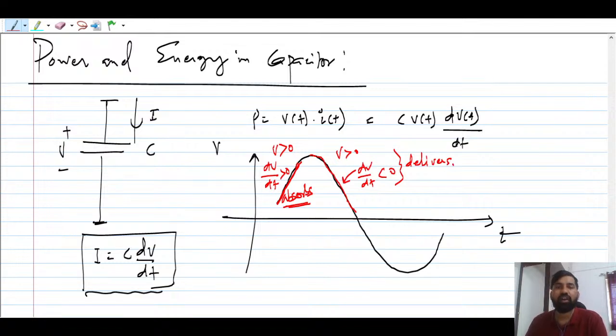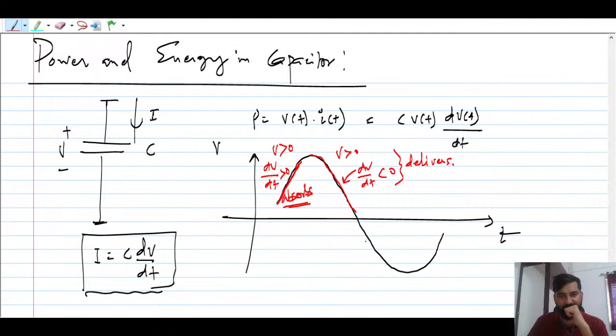Remember, the power is the product of current and voltage, like C times v(t) times dV by dt. In the case of a capacitor, we need to compute dV by dt also. Suppose you have got the voltage across the capacitor, then you have to differentiate that. You have to know the rate dV by dt, then take the product and multiply with C.